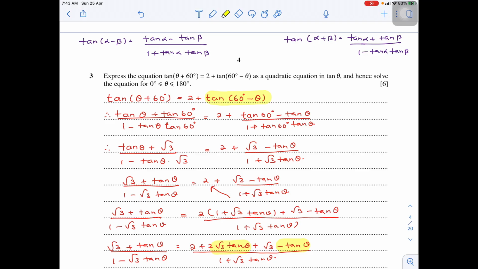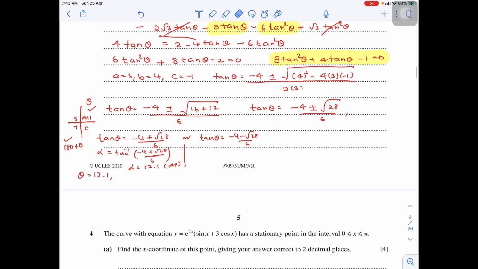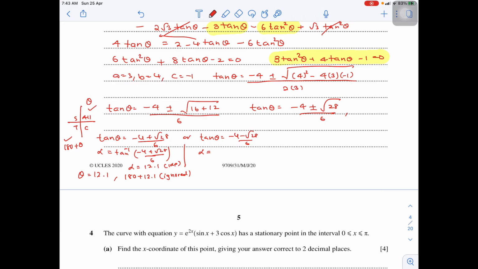So that makes it 12.1 and 180 plus 12.1. But our question says between 0 to 180 only. So I will ignore the other part. I will not have 180 plus 12.1. So I can just write 180 plus 12.1 ignored, or I could write out of bound.